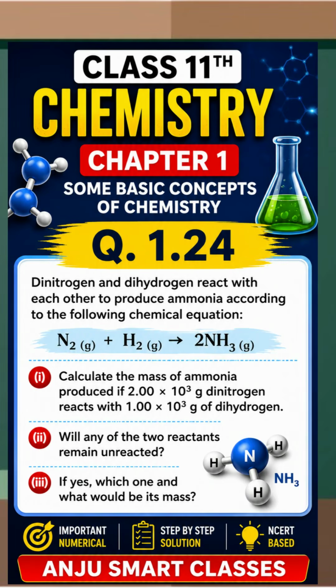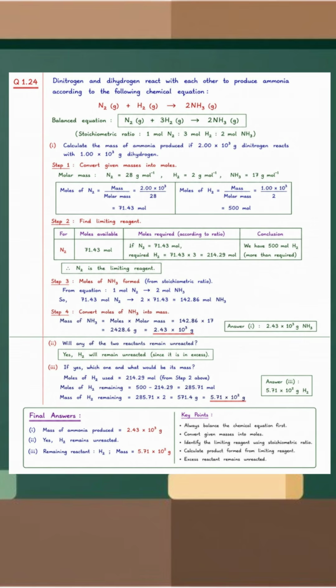Hello students, in this video we are solving class 11 chemistry, chapter 1, some basic concepts of chemistry, NCERT question 1.24. In this question, dinitrogen and dihydrogen react to form ammonia. The balanced chemical equation is N2 plus 3H2 gives 2NH3. Now let us solve part 1.